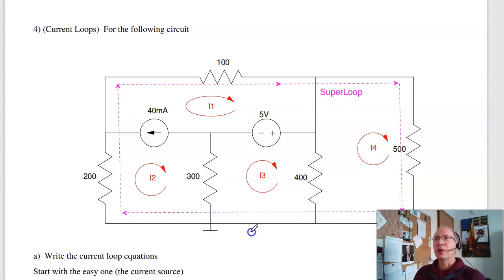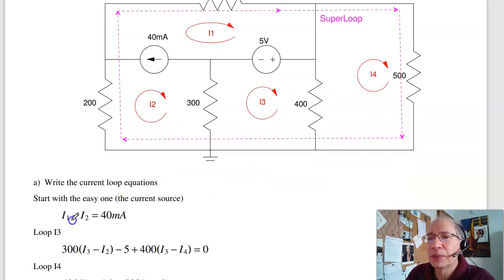Problem 4 is using current loops. Solve. With current loops, I've got 4 loops, so I need 4 equations, 4 unknowns. Start with the easy equation. Easy equation is right here. The current source says the current left is 40 milliamps. The current left is I1 minus I2. So there's my first equation.